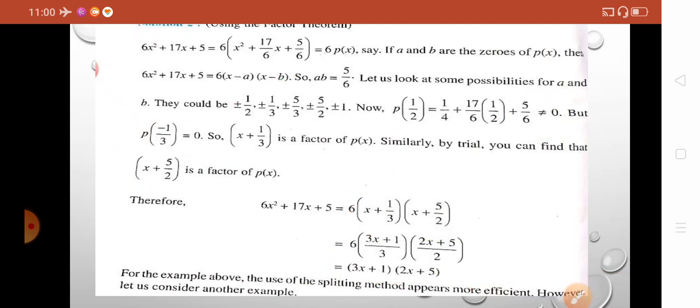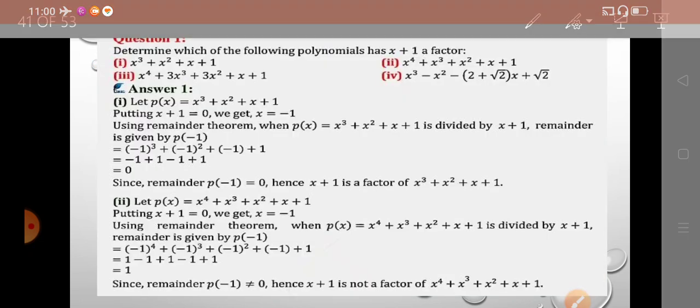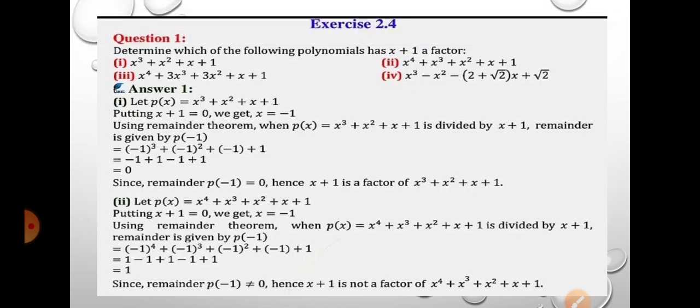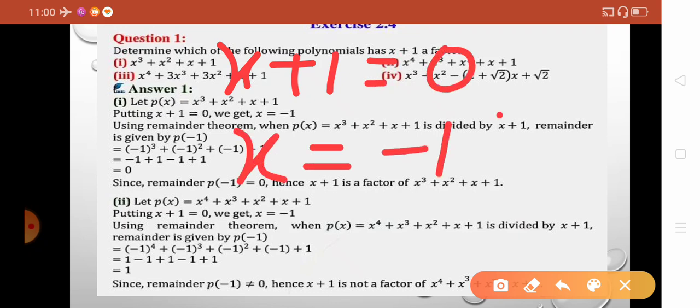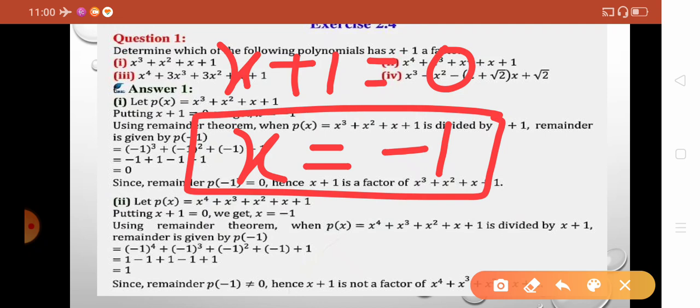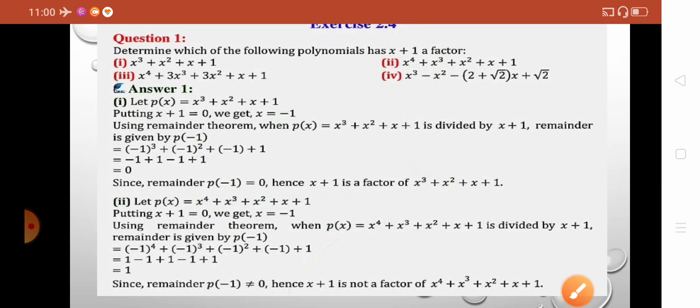You will better understand this when we solve the exercise questions, that is, how to use this factor theorem. So let us move to our exercise, and the first question goes like this: determine whether the following polynomial has x plus 1 as a factor or not. To determine this, you have to put the value of x equal to minus 1, because we put x plus 1 equal to 0. From here we will get the value of x is equal to minus 1. So you have to put x equal to minus 1 in all the polynomials given. If the answer comes out to be 0, that means x plus 1 is a factor, and if the answer doesn't come out to be 0, that means x plus 1 is not a factor.